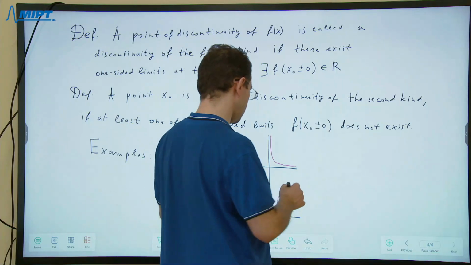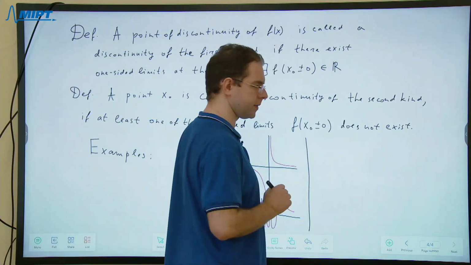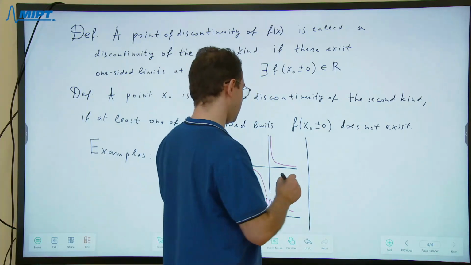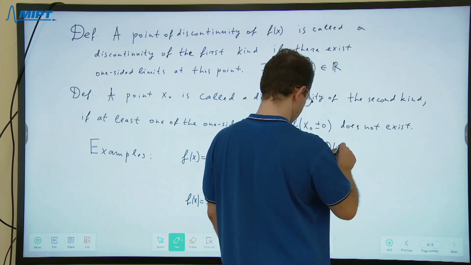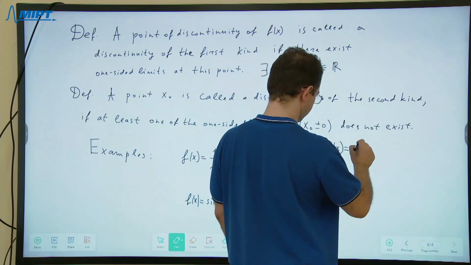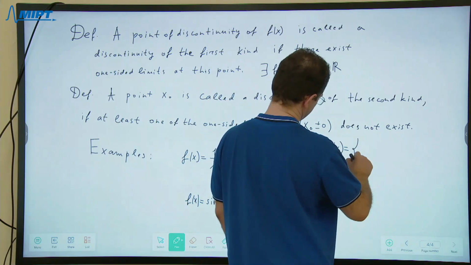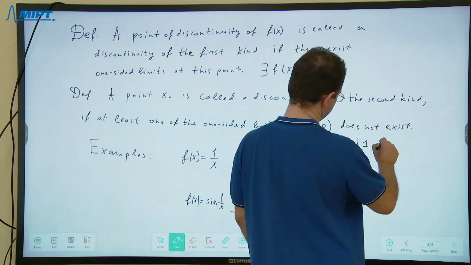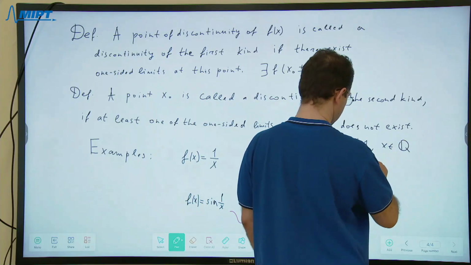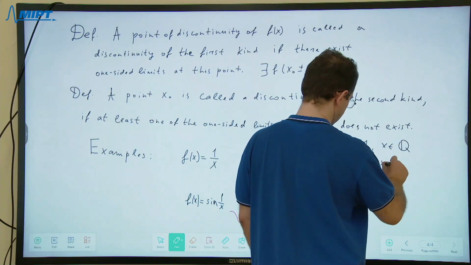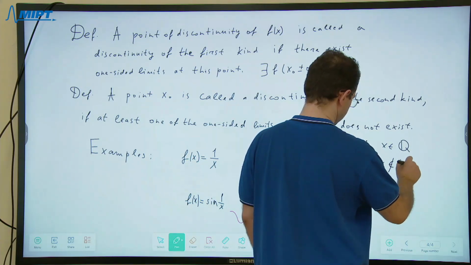Another example, which you also should have discussed during seminars, is the Dirichlet function. D of x equals 1 if x is rational and 0 if x is not rational.